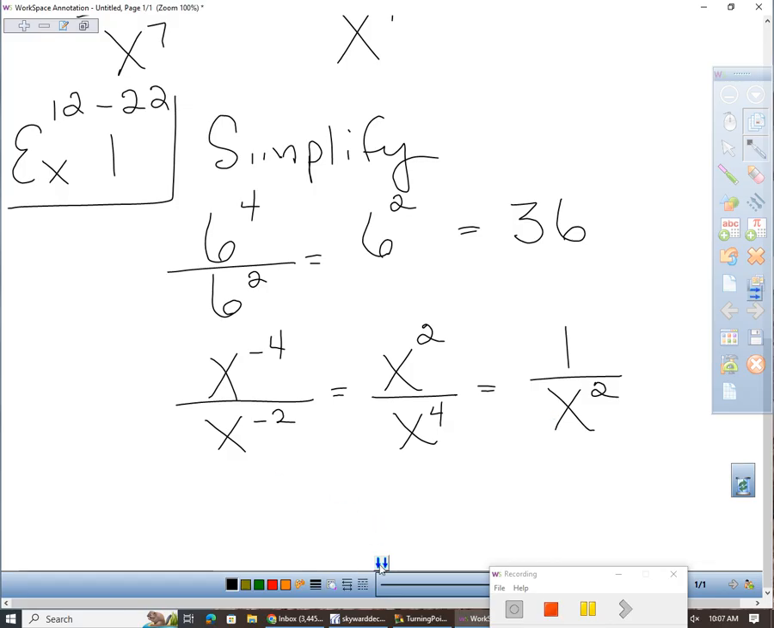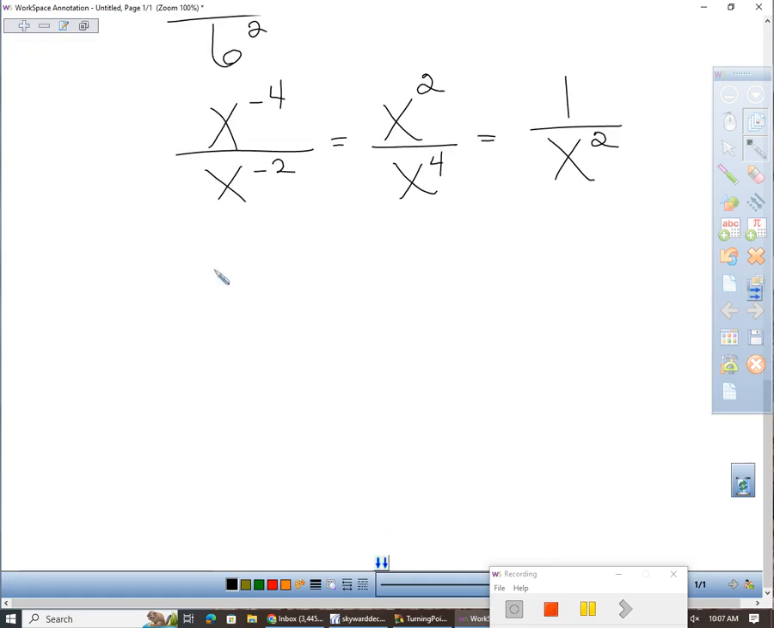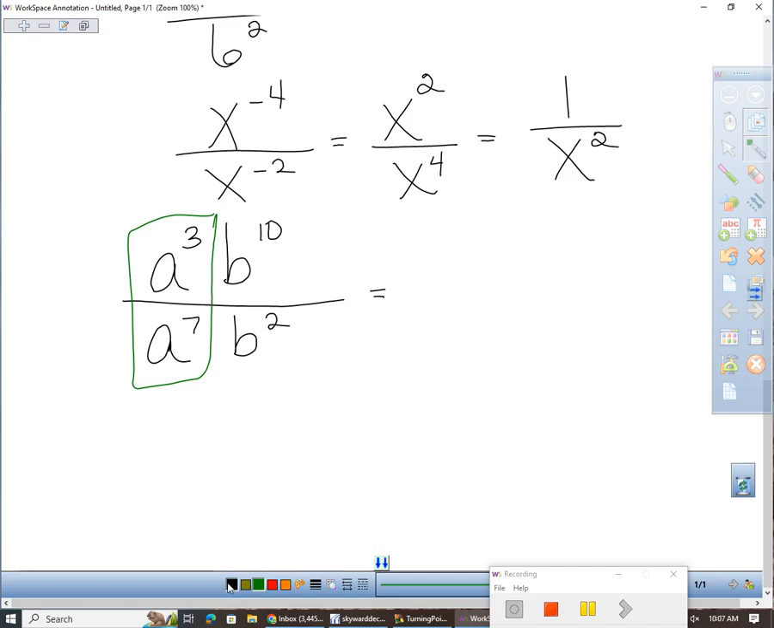Okay. How about this one? What if I have, how about a to the 3rd, b to the 10th over a to the 7th, b squared? All right, we're going to start with our same base. So we're going to start with our a's. Where do I have more a's? On the bottom. So I'm going to put my a on the bottom. How many more do I have? Perfect. 4. Okay, let's go to our b's. Where do I have more b's? On the top, so I'm going to put my b on the top. How many more do I have? 8. Perfect.